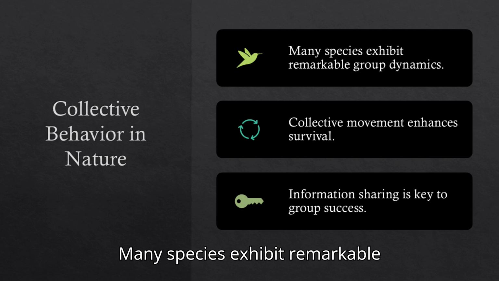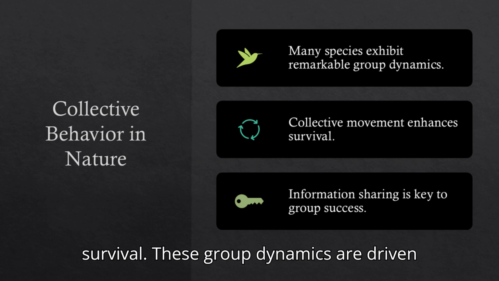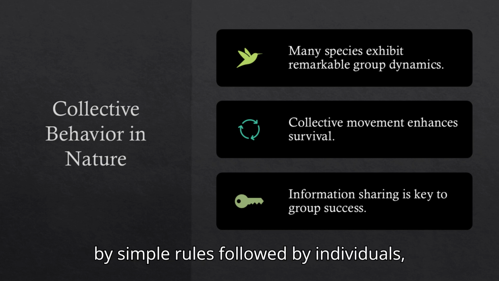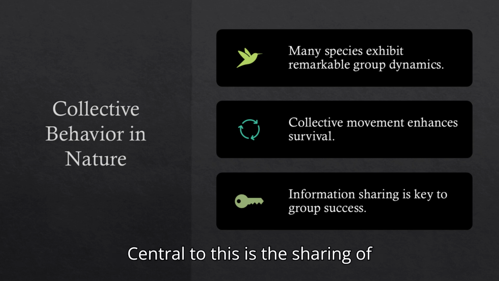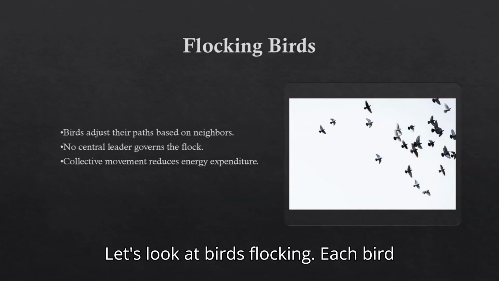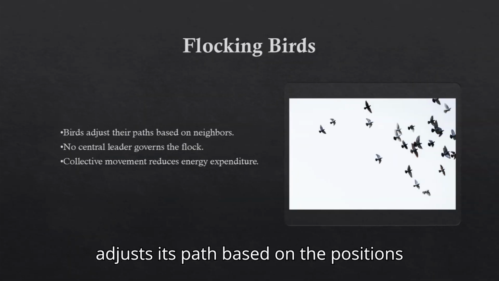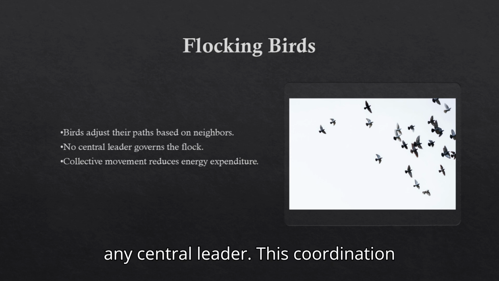Many species exhibit remarkable collective behaviors that enhance their survival. These group dynamics are driven by simple rules followed by individuals, leading to sophisticated outcomes. Central to this is the sharing of information among group members. Let's look at birds flocking. Each bird adjusts its path based on the positions and velocities of its neighbors, without any central leader.